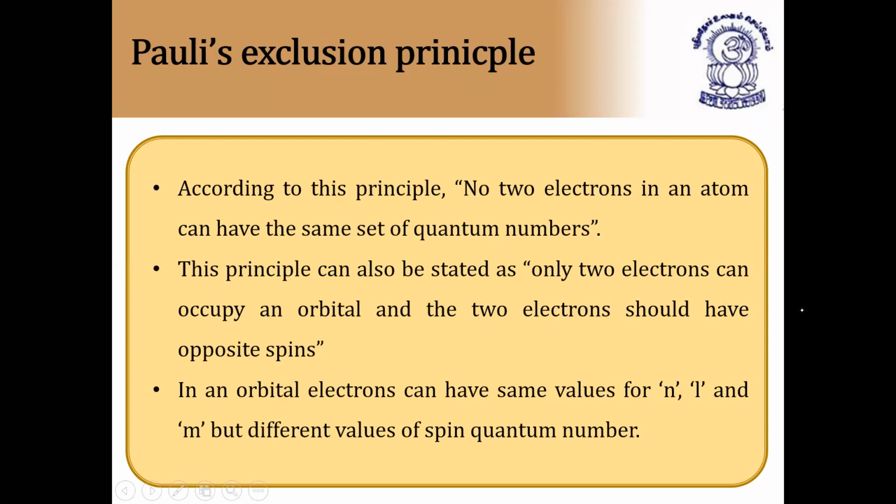is minus half. Even though their n value, L value, and M value are the same, they have different spin quantum numbers. So in an orbital, electrons can have the same values of n, L, and M, but different values of spin quantum number. So this is called Pauli's exclusion principle.